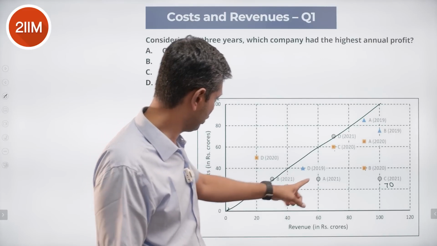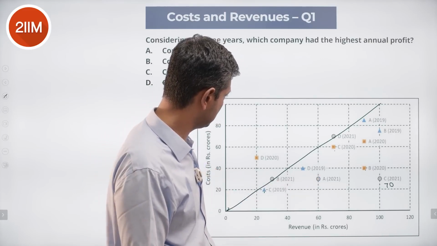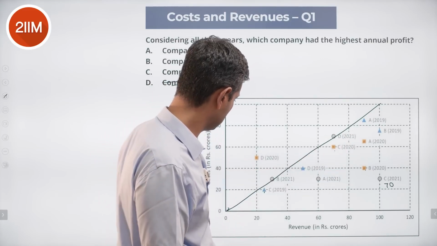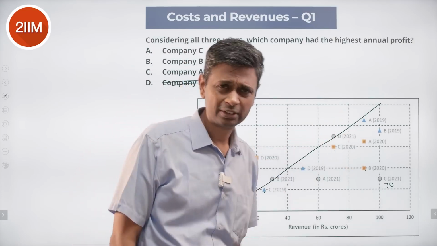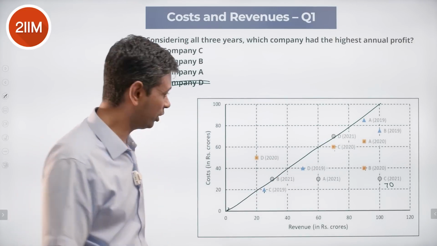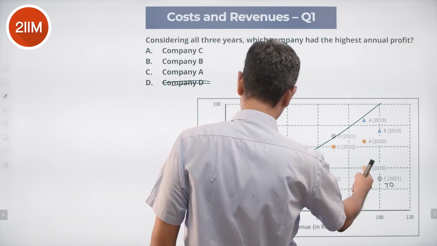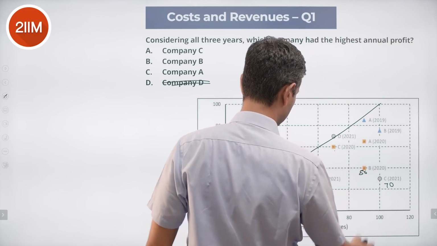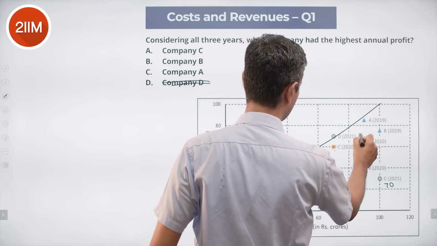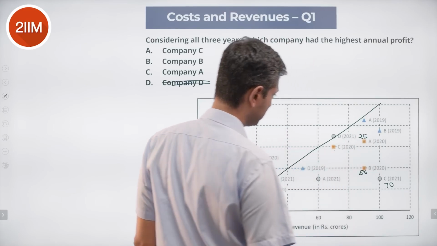A is here, nicely profitable. Here, nicely profitable. There is a third A here, not so profitable. So I think the C, let's compute it anyway. This is 90 minus 40, this is 50. This is 90 minus 65, 25.